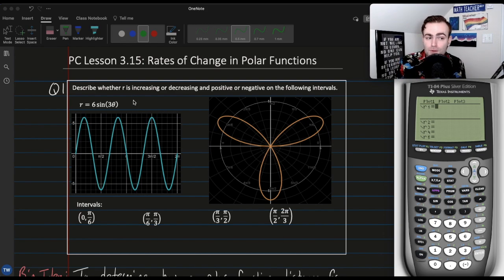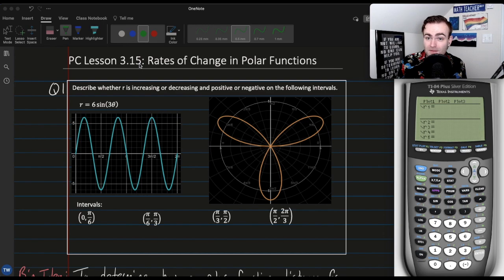For our first question here, we are given r is equal to 6 sine 3 theta. We know that to be a rose curve. We want to describe whether the r value, the output, is increasing or decreasing, and positive or negative on these intervals. We talked about a little bit last class that it's hard to determine whether r is positive or negative or increasing or decreasing if we just look at the polar graph. So that's where having the rectangular version helps out a little bit. We're going to really use the rectangular version for this style of question.